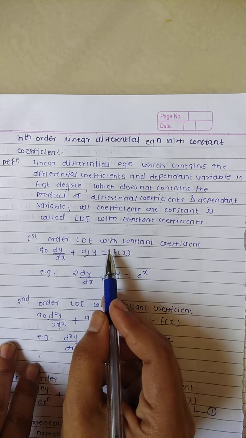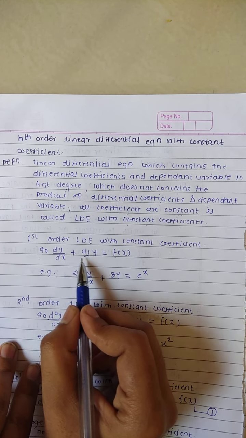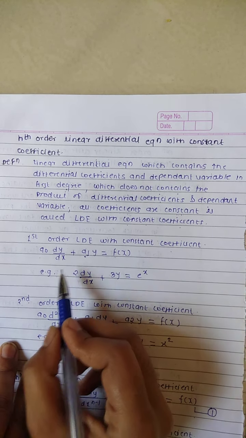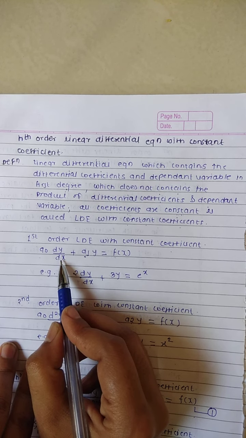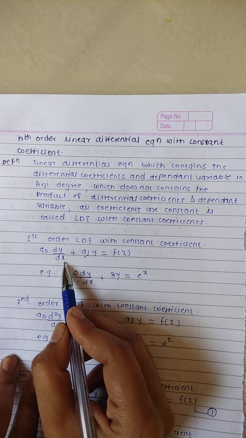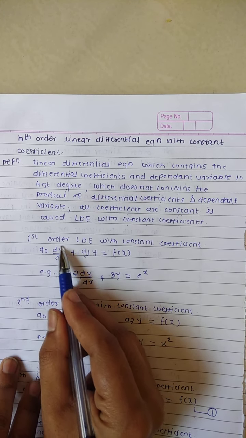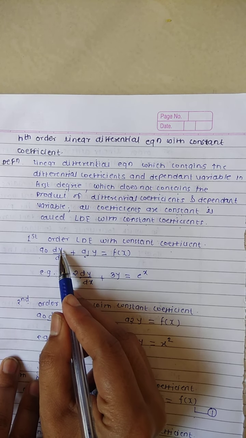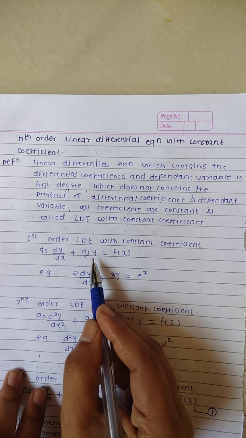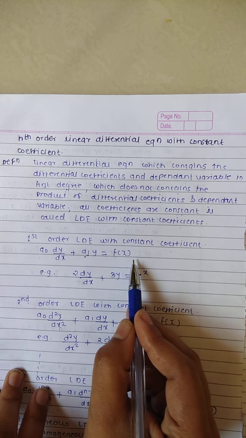It's a0 dy by dx plus a1 y is equal to f of x, some function of x. Here dy by dx is the differential coefficient, y is the dependent variable, x is the independent variable, and here there is no product of differential coefficient and dependent variable, and a0, a1 are constant coefficients. So this is first order linear differential equation with constant coefficient.